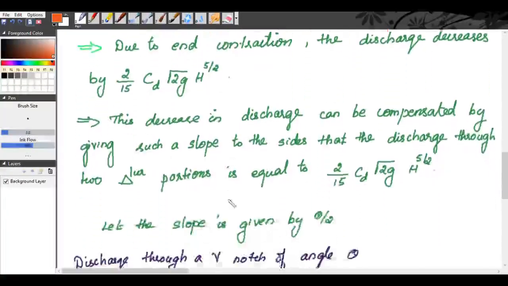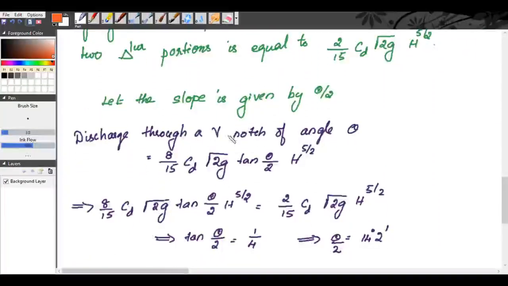So if that is taken as theta by 2, we know the discharge through a V notch with an angle theta. See, this is the V notch. This angle is theta by 2 and this angle is theta by 2. So for a V notch, the angle subtended is theta, right? We know for a V notch with angle theta, our discharge is equal to 8/15 CD root 2G tan theta by 2 H raised to 5/2.